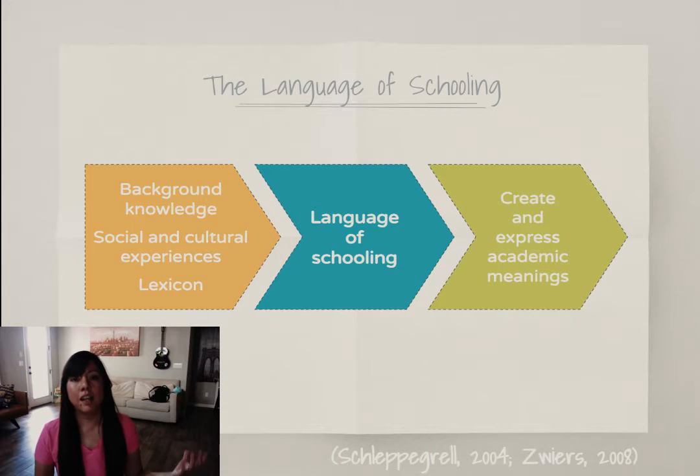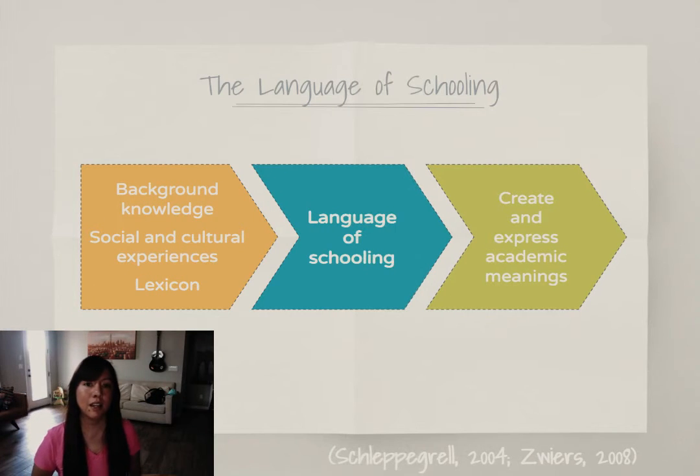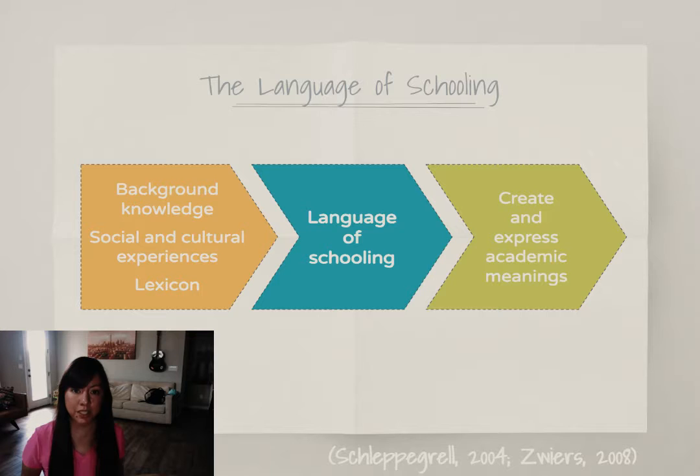According to Swires, students from diverse backgrounds use language differently in the school context because their mix of background knowledge, social and cultural experiences, and lexicon varies so much. For example, mainstream students that have access to more resources, experiences, and use academic language at home will be more prepared to succeed in an educational setting than students with fewer privileges.